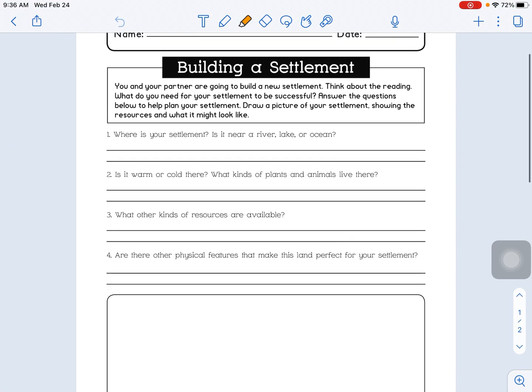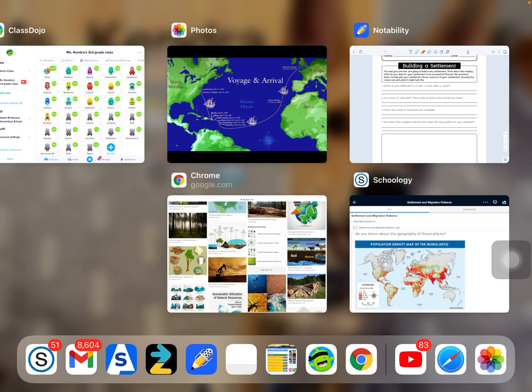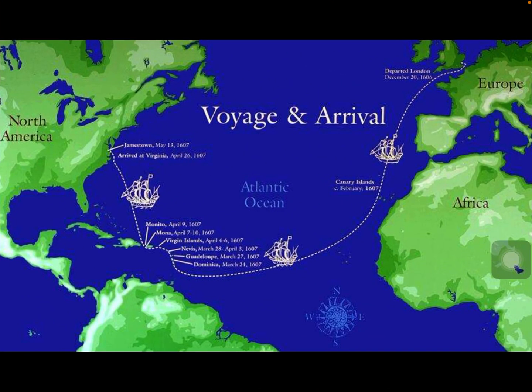So your assignment is going to be called Building a Settlement, and you are going to get the chance to design your own settlement and decide where you want it to be, what kind of weather you want it to have, what resources you want available. But before we get into that, I want to get you guys thinking of what might be a good settlement. So let's take a look at some pictures here.